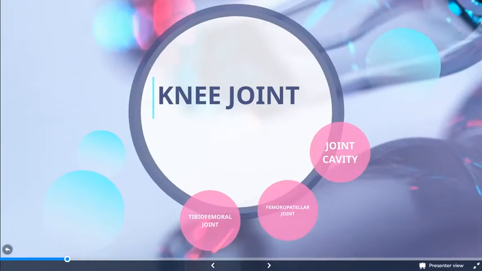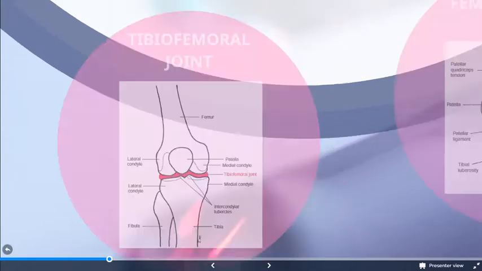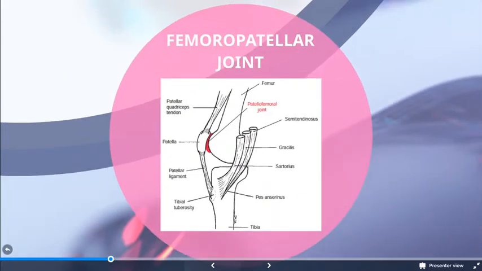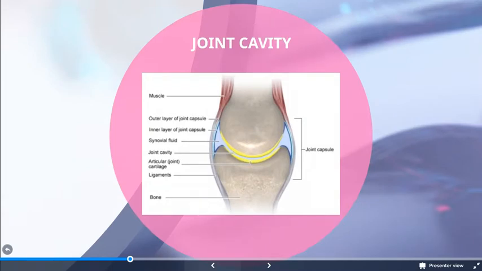The knee joint is made up of two smaller joints, the tibiofemoral joint and the femoropatellar joint. The tibiofemoral joint is articulated by the medial and lateral condyles of the femur with the tibia. The femoropatellar joint is articulated by the anterior and distal part of the femur with the patella. The ends of the femur and tibia are covered with hyaline cartilage to aid in protection.